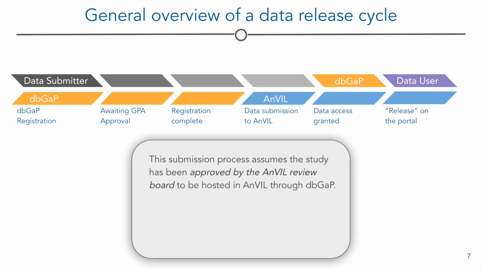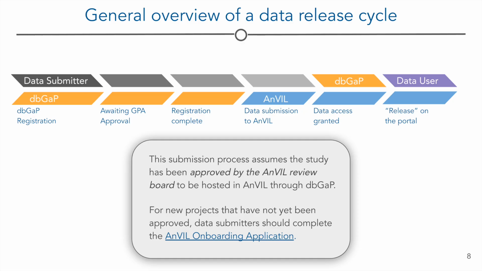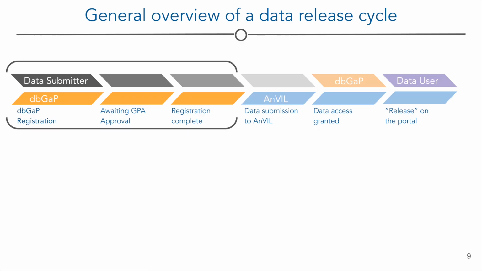The submission process assumes the AnVIL review board has approved the study to be hosted in AnVIL through dbGaP. For new projects that have not yet been approved, data submitters should complete an AnVIL onboarding application. In the first 3 steps, you work with dbGaP.